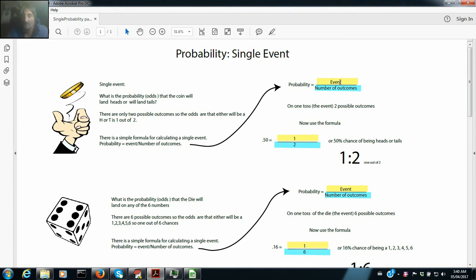You have your event, which is either your head or your tail, which is signified by one number, 1. And there's only two possible outcomes that can happen, either heads or tails, so that's 2 that goes in the bottom of your formula. Your formula is event over number of outcomes, gives you your probability. And if we were to work the formula out, and we put our 1 in and our 2, do our division, we'd get 0.50, which translates into a 50% chance of it being either a heads or a tails.